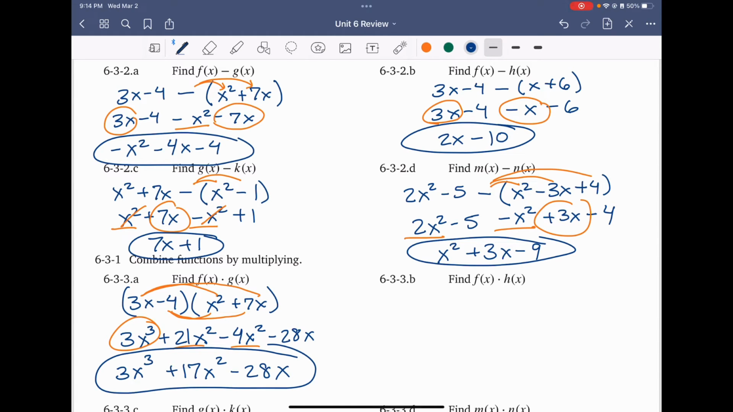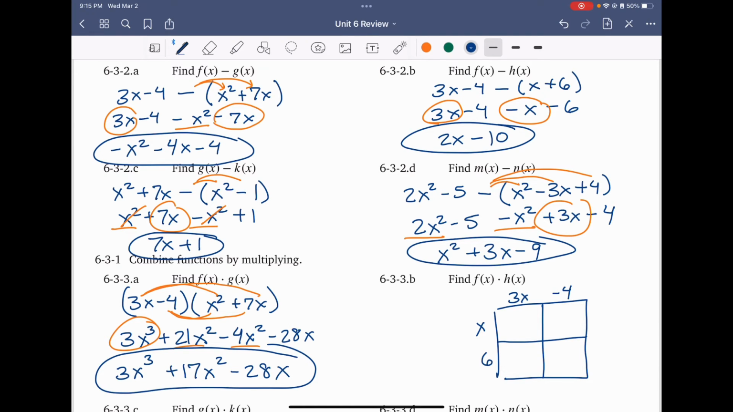All right, let's do the next one using the box method. So this is f of x times h of x, and they both have 2 terms. So we'll make a 2 by 2 box. F of x, we'll put it on the top. It doesn't matter which one goes on the top and which one goes on the side, as long as you have enough spaces in your grid for it. All right, so f of x is 3x minus 4, and h of x is x plus 6.